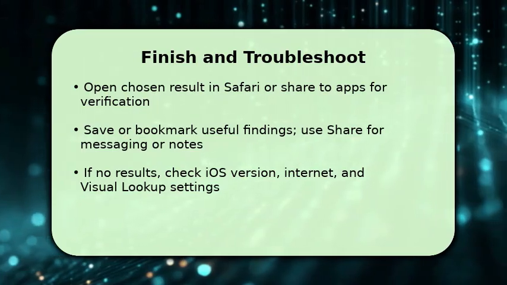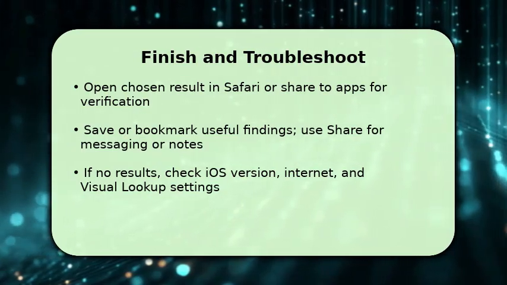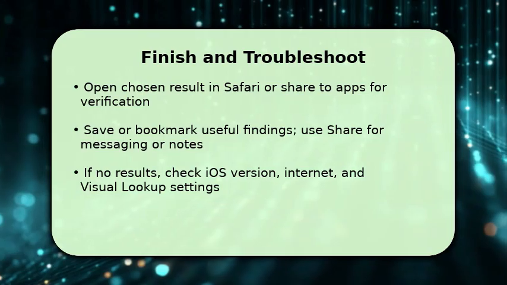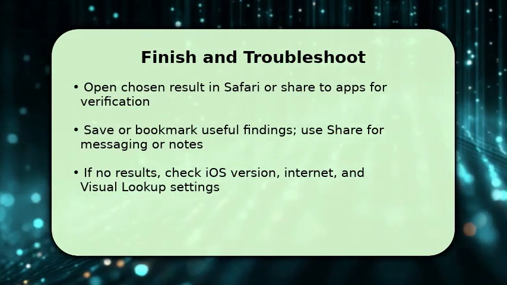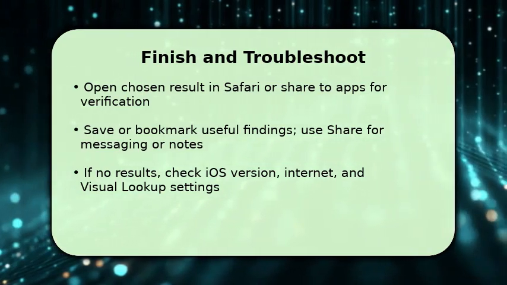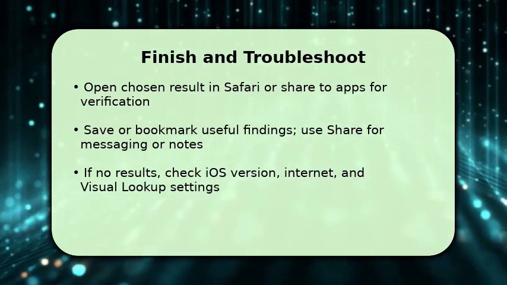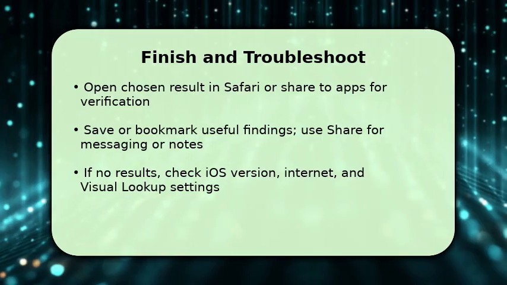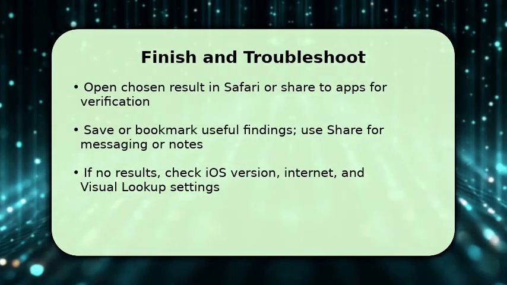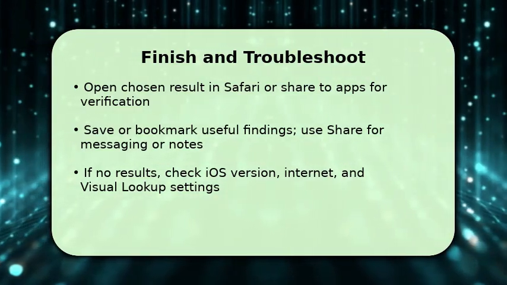If results are missing or incorrect, make sure Wi-Fi or cellular is on, check Settings, Siri and Search, Visual Look Up, and confirm iOS is updated. Sometimes restarting Photos or the iPhone forces a fresh analysis. If problems persist, retry with a clearer photo or different angle to improve recognition.